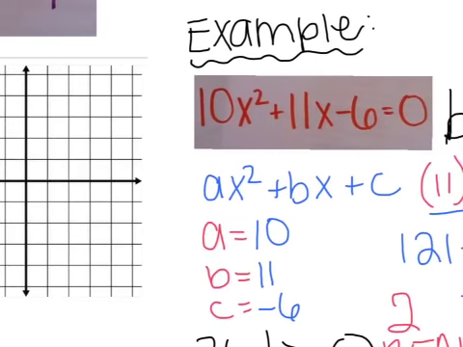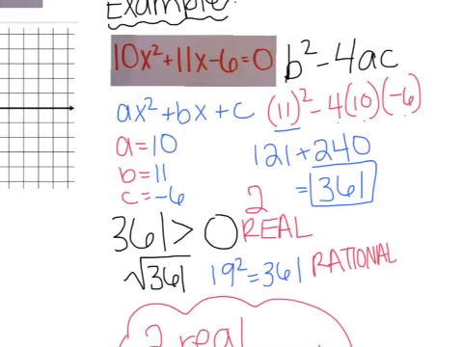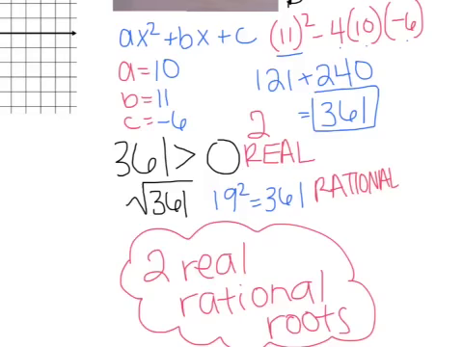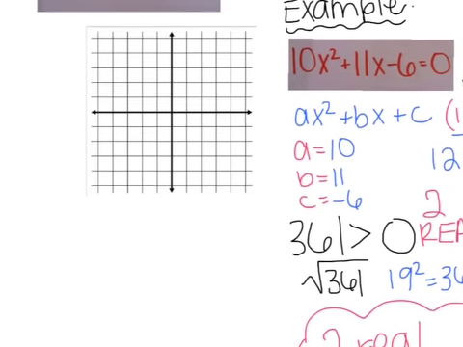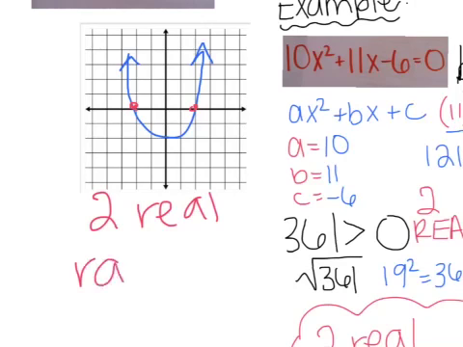So if we were to graph 10x squared plus 11x minus 6, since we've determined that there's 2 real rational roots, what does that really mean? Well, that means that if you were to graph it, these aren't the exact points, but it would look something like that, where it intersects the x-axis 2 times, because it has 2 real rational roots.